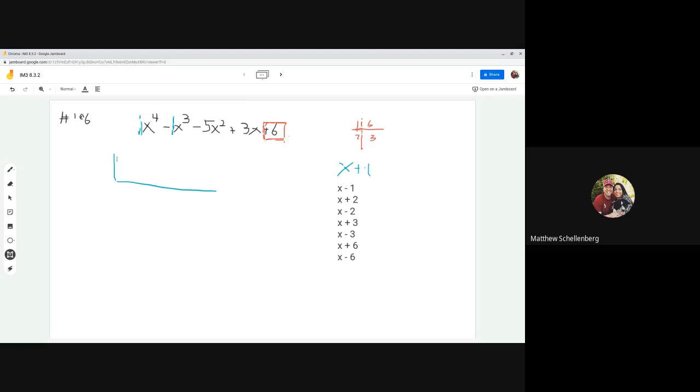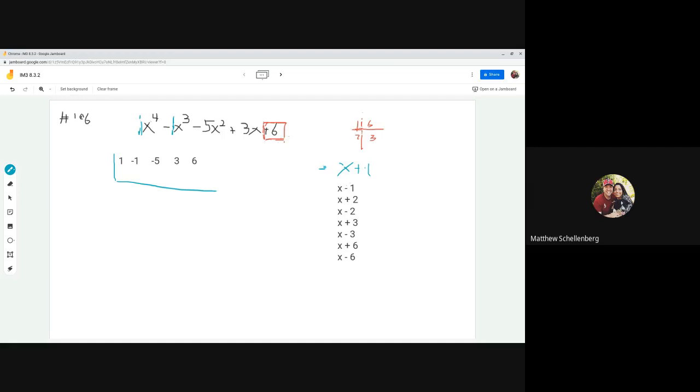So we're going to take those numbers. So we have here 1, minus 1, minus 5, plus 3, plus 3 and plus 6. Let me get that a little better spaced. Okay. And so let's try x plus 1. So we're going to try this one right here.